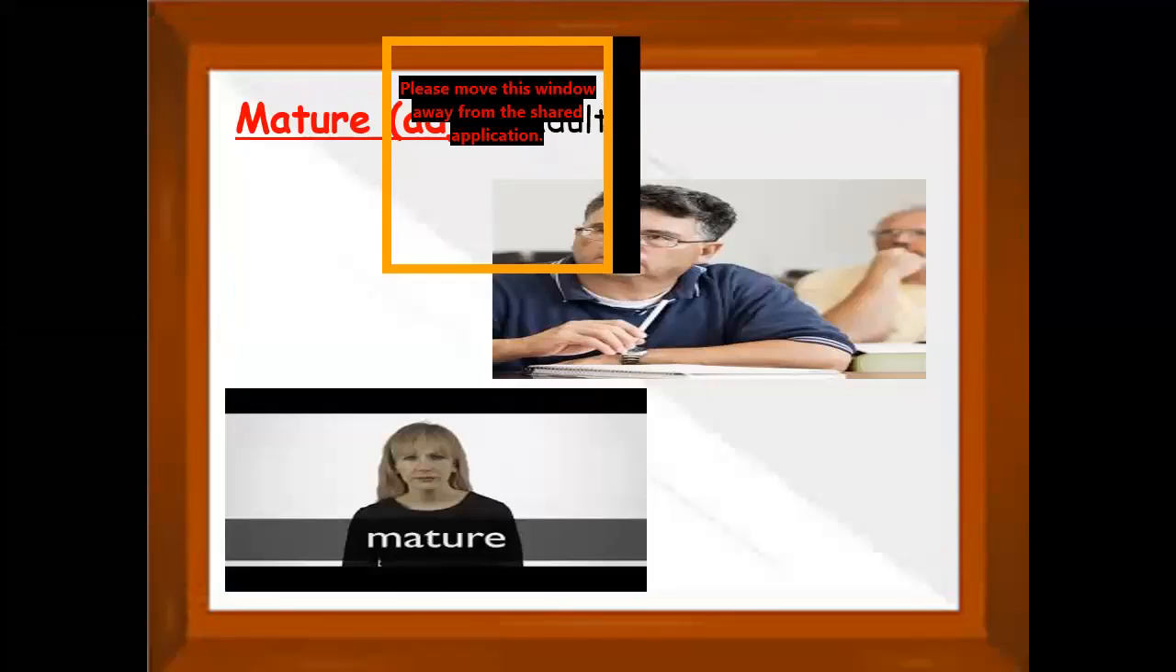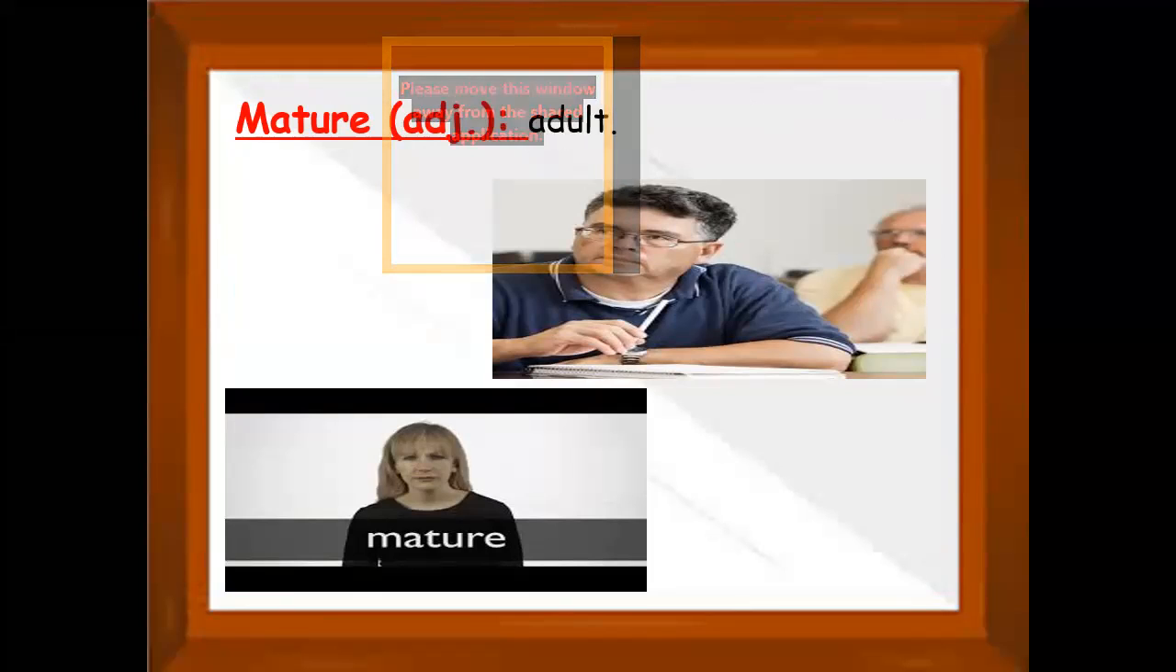Mature. Mature means an adult person. Mature is like your mother, your father, your teacher. I'm a mature person. So mature means adult. The opposite of mature is immature, the person who acts like a child. We call him immature. We will take opposites in the book, all the opposites.